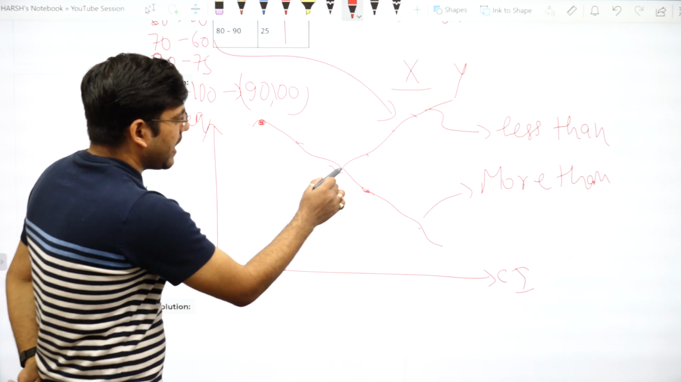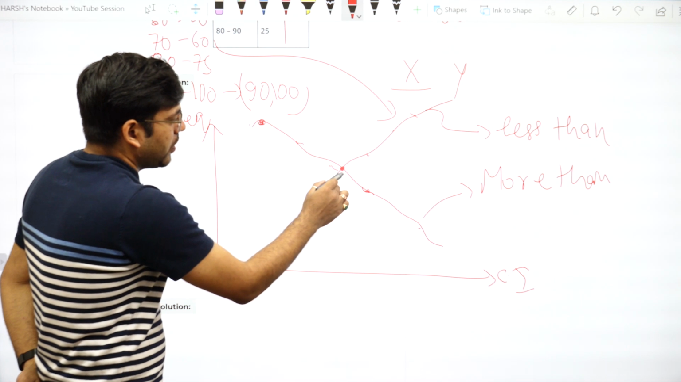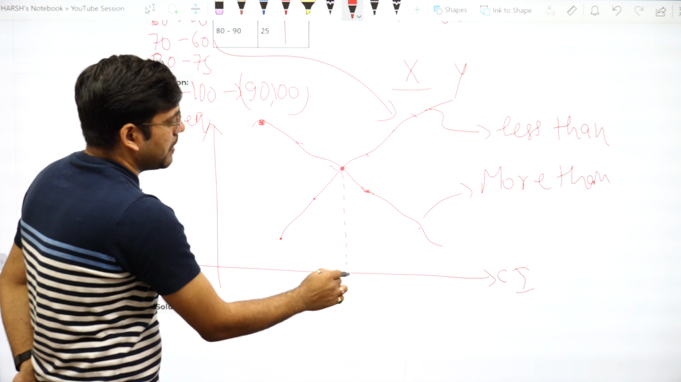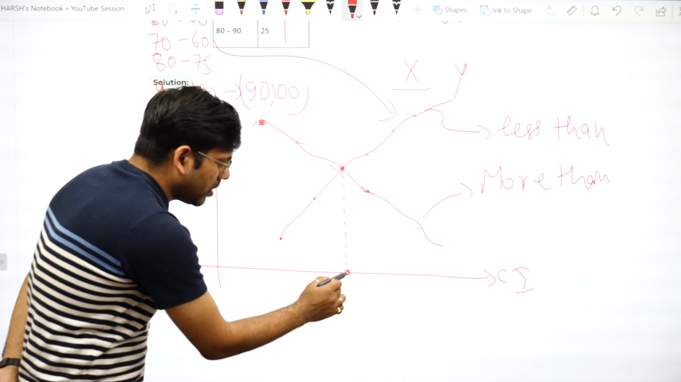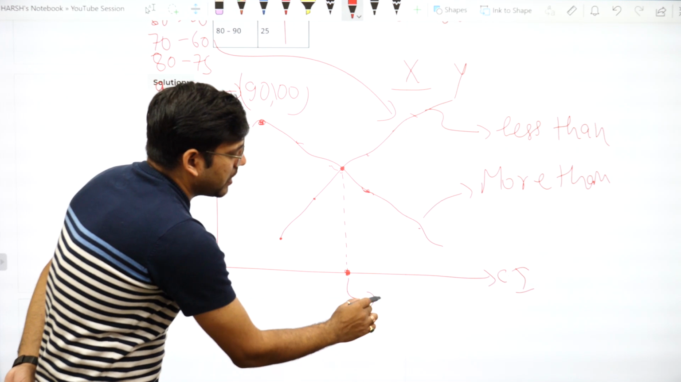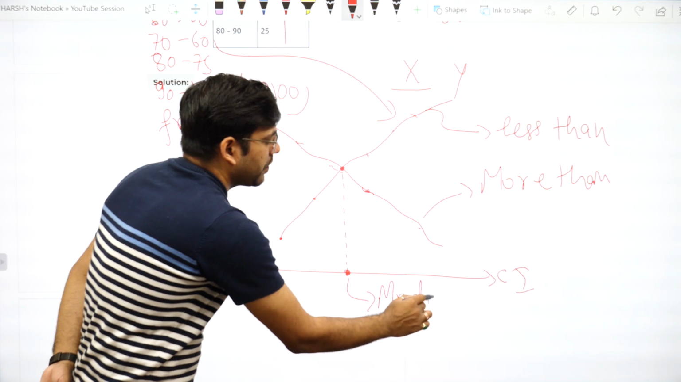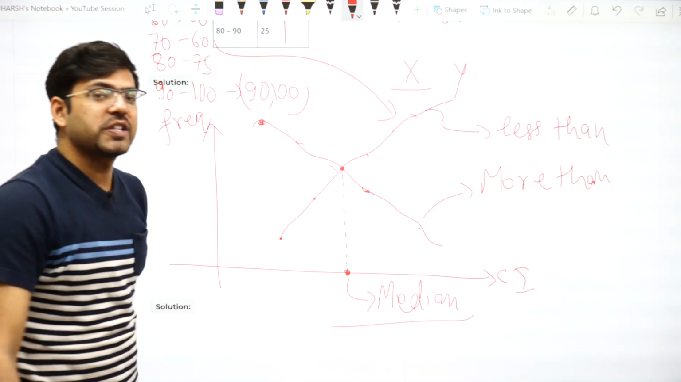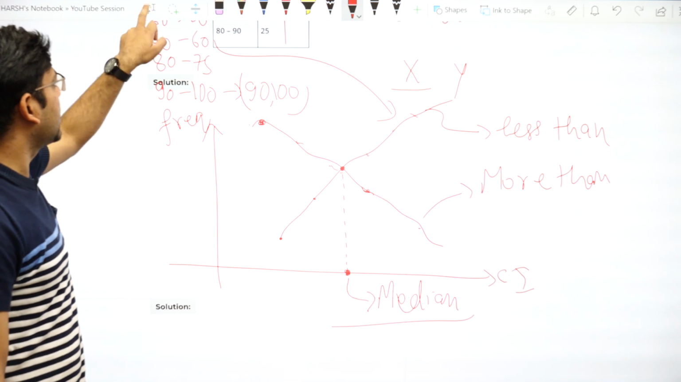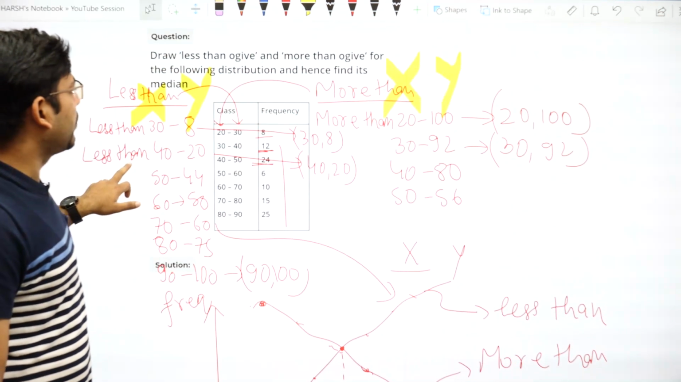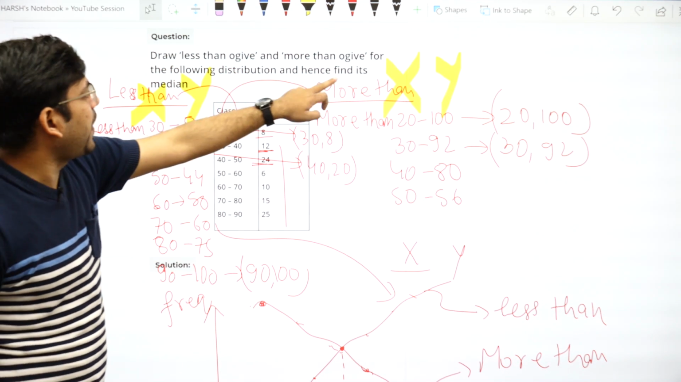Now these graphs have intersected at a point. If you put a perpendicular line from this point on the x-axis, the value which you will be getting here is nothing but the value of the median of this data. Many a times in exam it is asked to find the median using the graph. So here it is written, hence find its median.